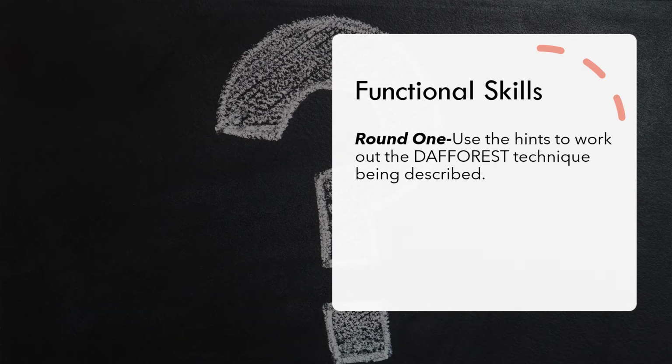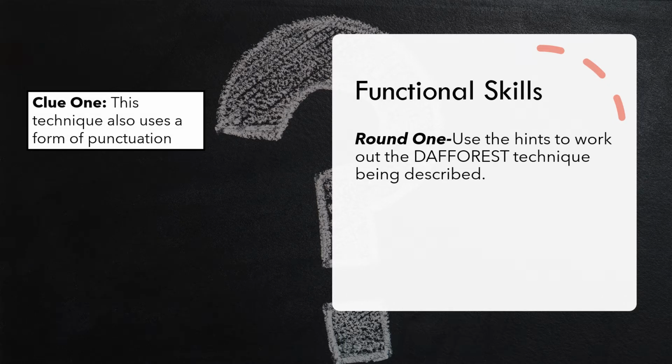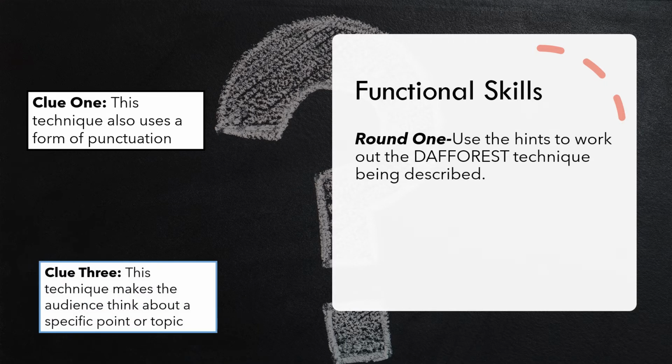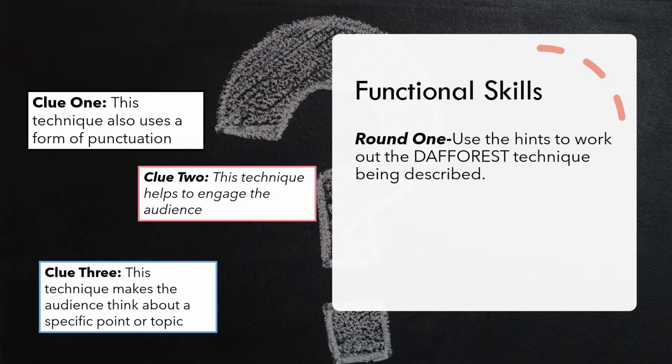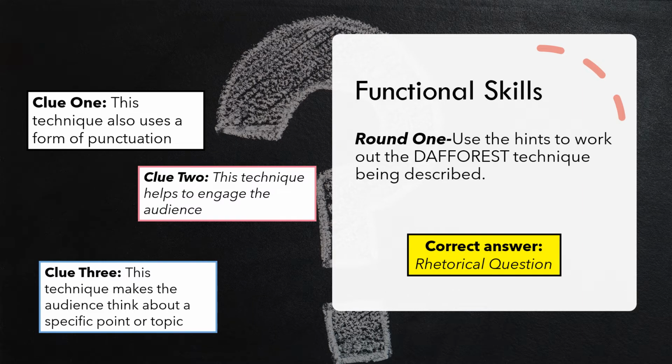Question 2. So clue 1. This technique also is used as a form of punctuation. This technique makes the audience think about a specific point or topic. And this technique helps to engage the audience. So think over the different clues there. Which technique could it be referring to? Okay, I'm now going to go ahead and reveal the correct answer. Of course, the correct answer there would be a rhetorical question.